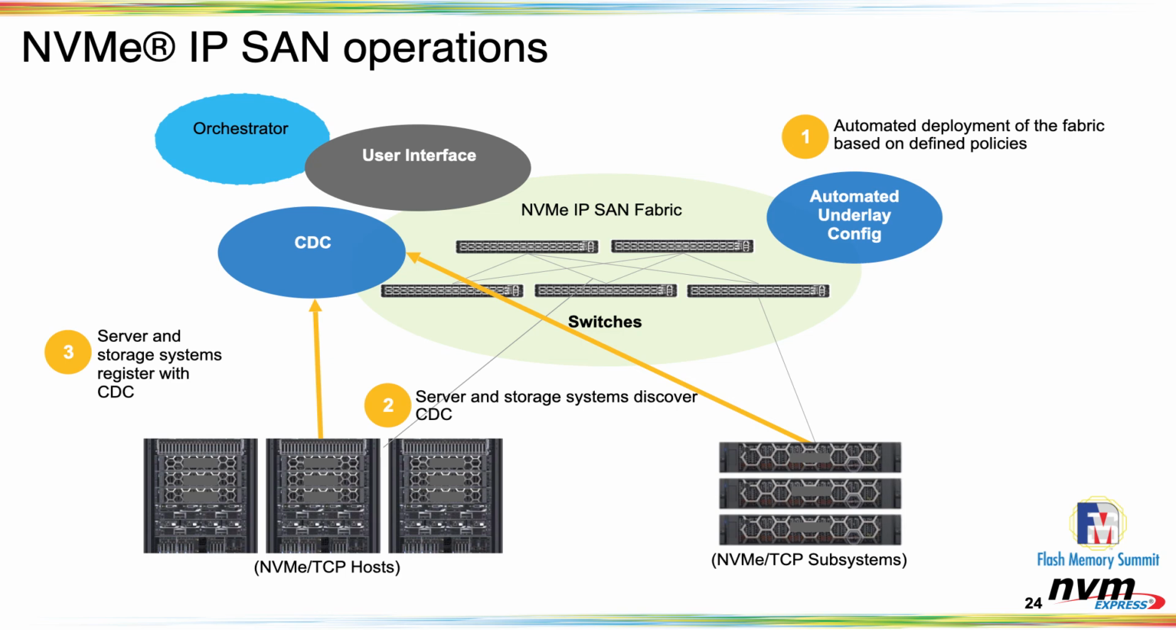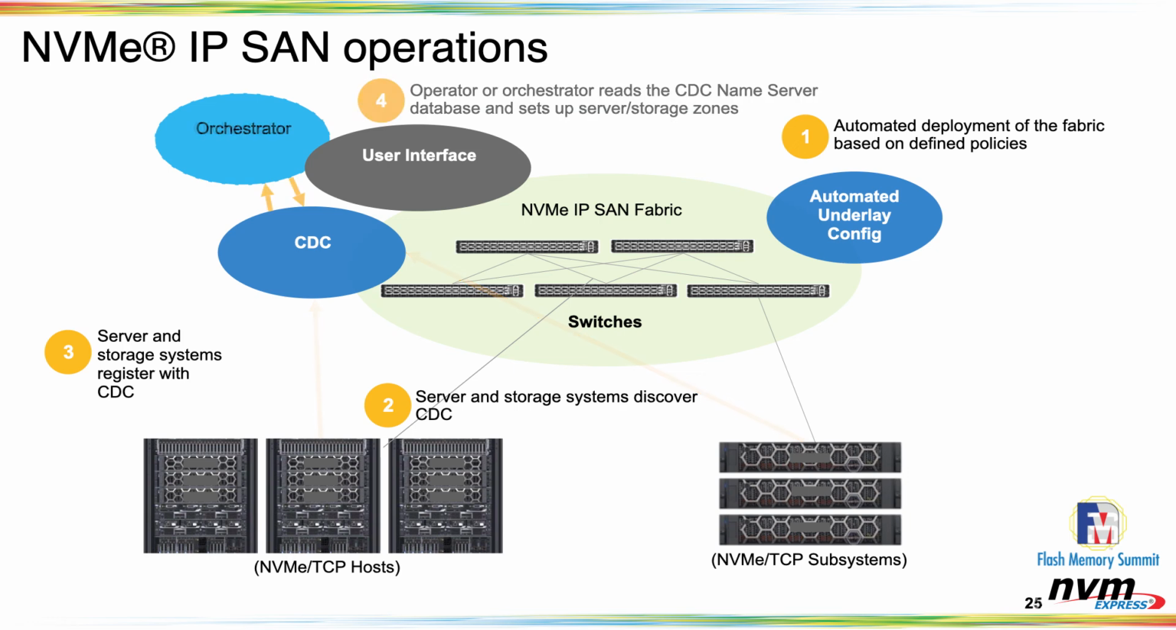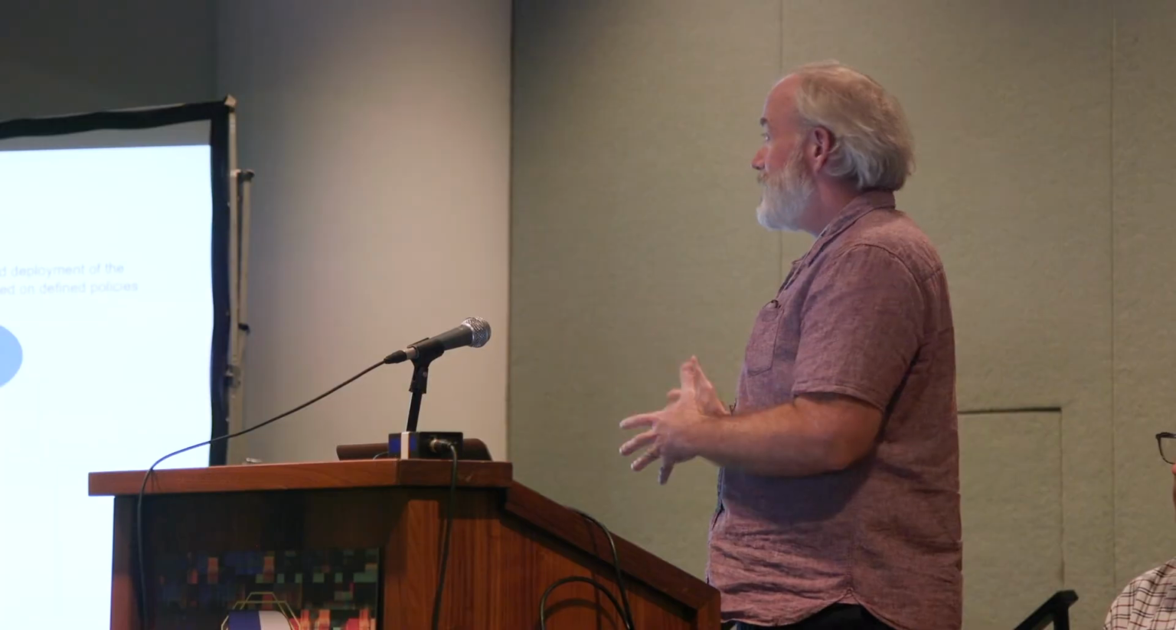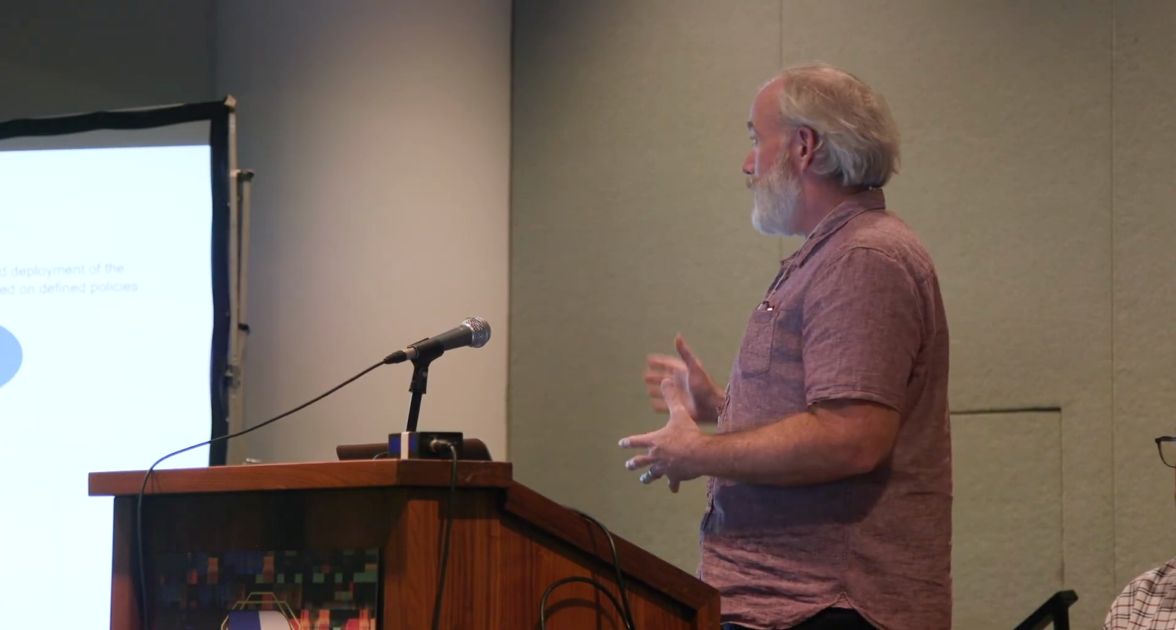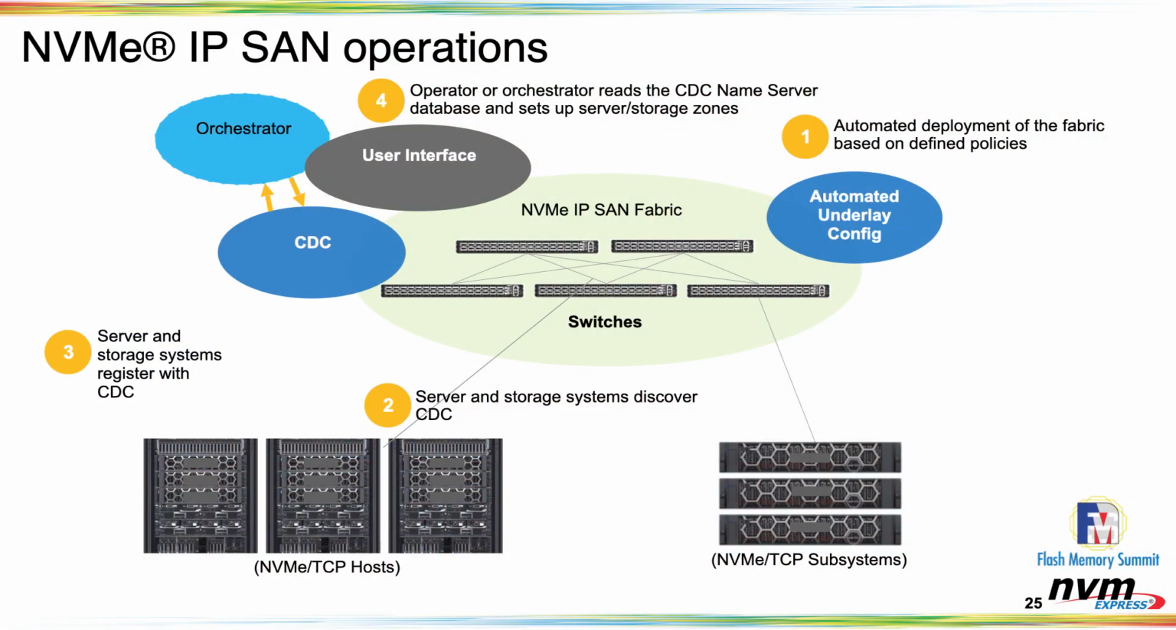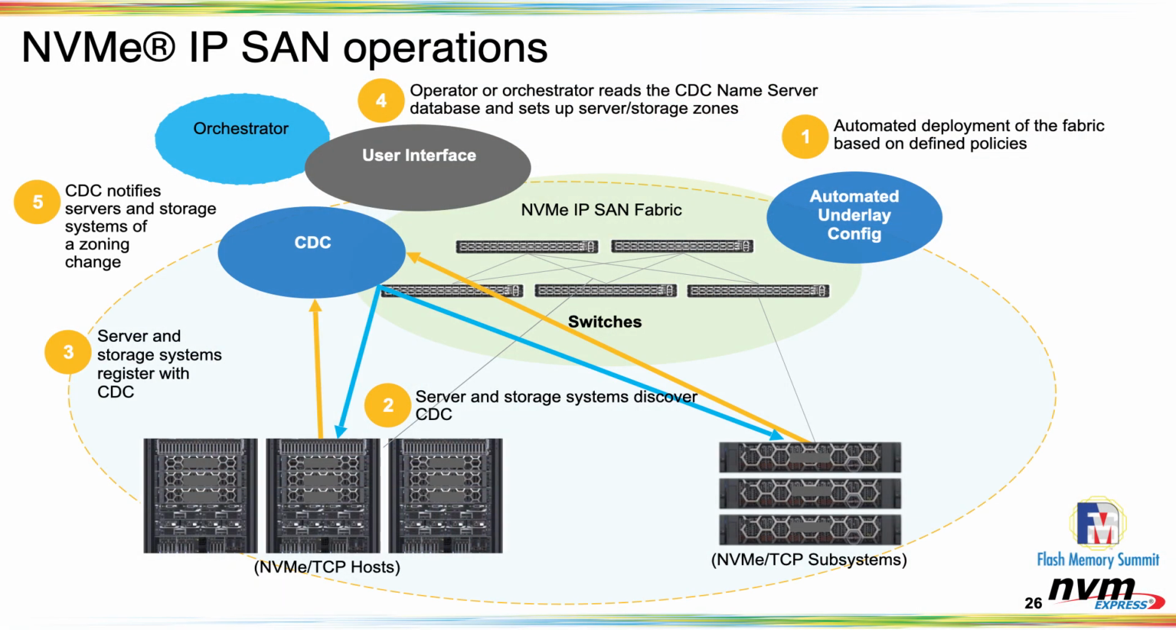And that information would eventually get up into the CDC and be available for the admin or an orchestrator, for that matter, to read the CDC name server database and then set up the appropriate server and storage zones based upon how the customer wants to use it. So once that's activated and you activate the zone database, the next thing that happens is for the CDC to notify the server and storage subsystems of a zoning change, and they do that with the asynchronous event notification.